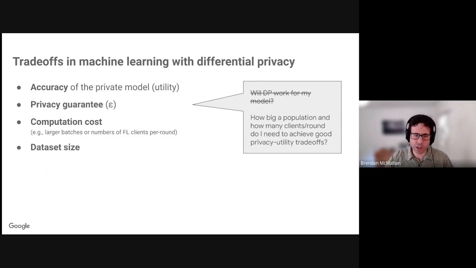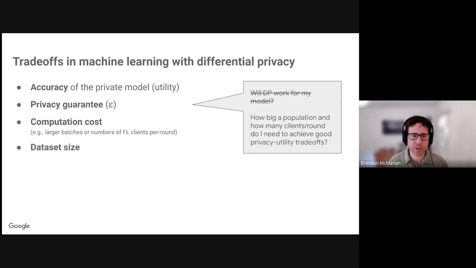given that you're willing to throw enough computation at it, right? Scaling up even all the way to things like full batch gradient descent. So I think this often means that the right questions to ask here are not things like, will DP work for my model, but things like, well, how big of a population do I need and how many clients per round would I need to process in order to achieve good privacy-utility trade-offs? Or if you're going to fix the computation cost, how much noise can I add without degrading privacy?